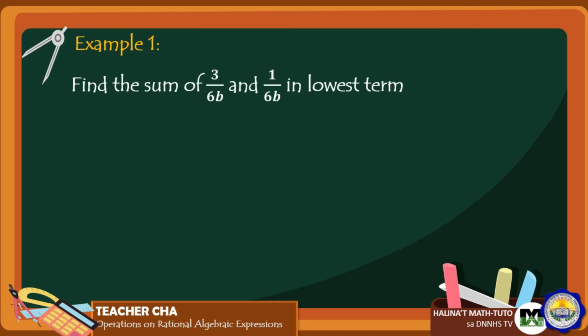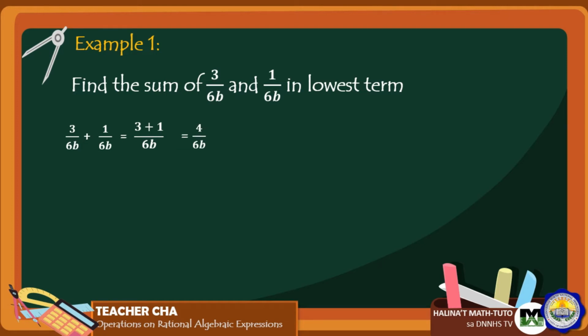Example number 1. Find the sum of 3 over 6b and 1 over 6b in lowest terms. So you have 3 over 6b plus 1 over 6b is equal to, since they are similar, copy the denominator 6b and add the numerators. So we have 3 plus 1 is equal to 4 over 6b.